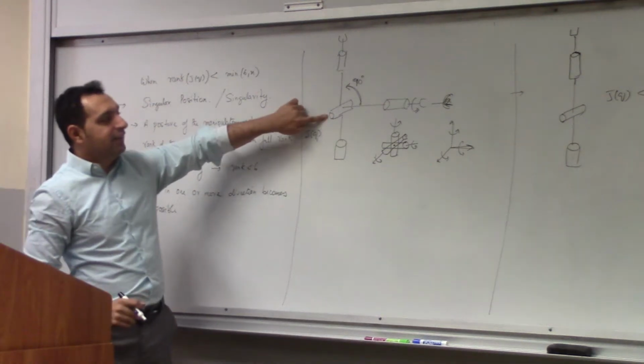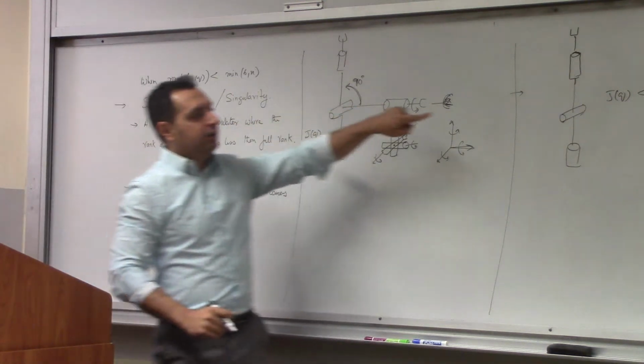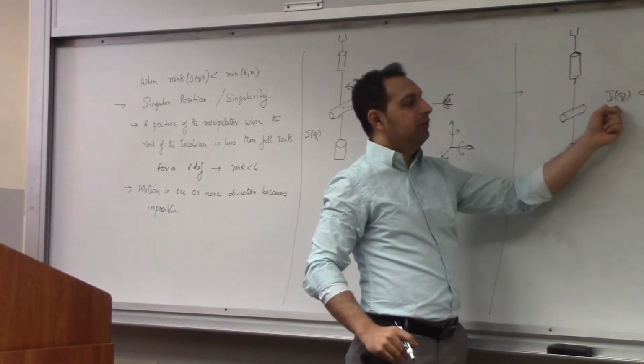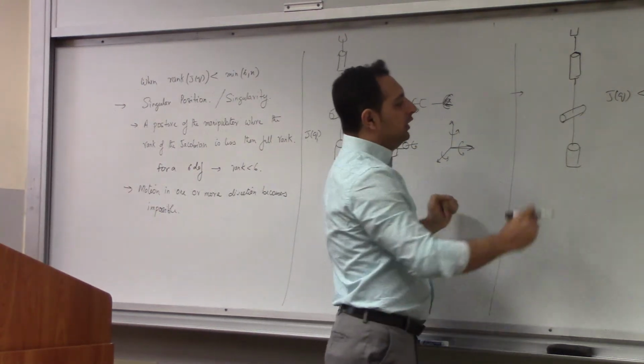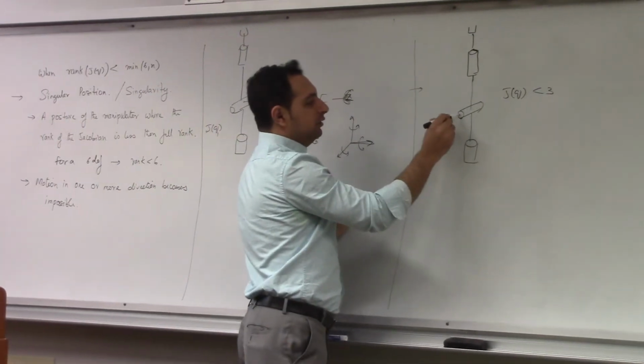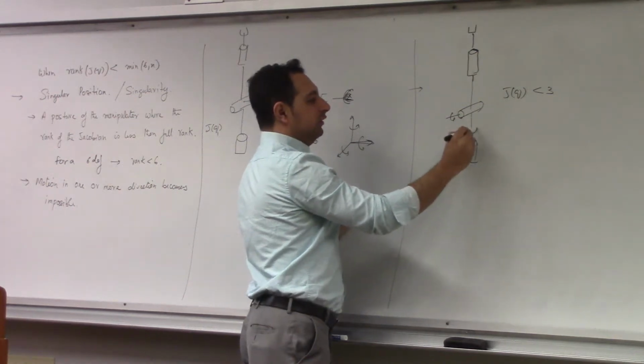When this angle is equal to 90, the rank of the Jacobian will drop from 3, it will become 2. So you have only the ability to move along 2 directions. One direction is this, the other direction is this.